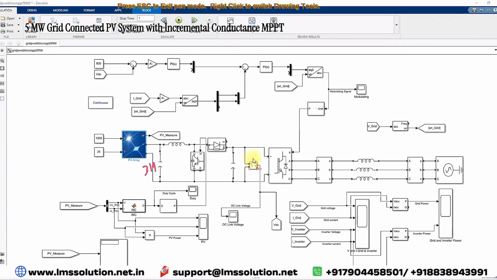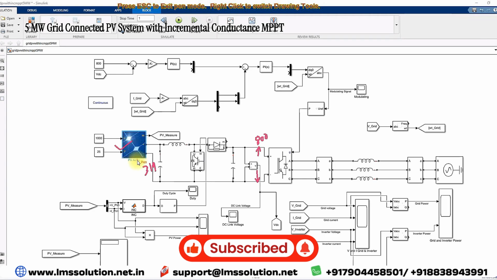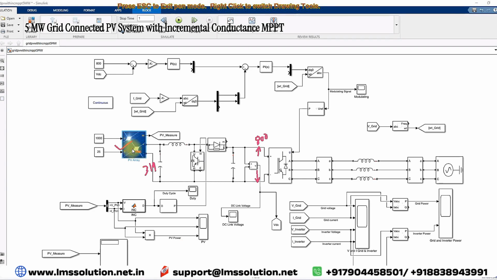And then here is the DC link. This DC link is going to be maintained at 800 volt. Based upon the power rating of the PV array, which is 5 megawatt, you have to fix the ripple inductor current percentage and the ripple capacitor voltage percentage. Based upon these details, we can design the L and C values.